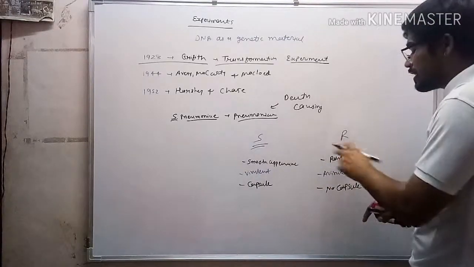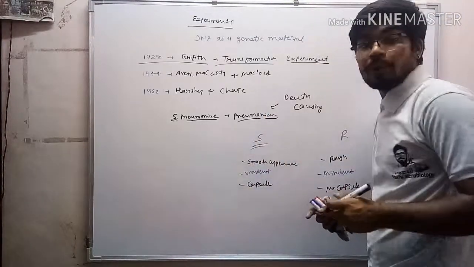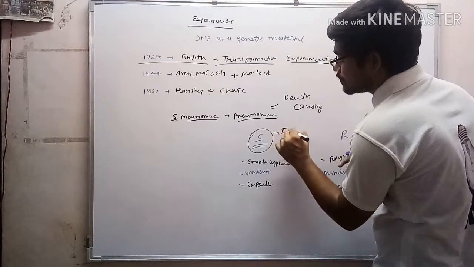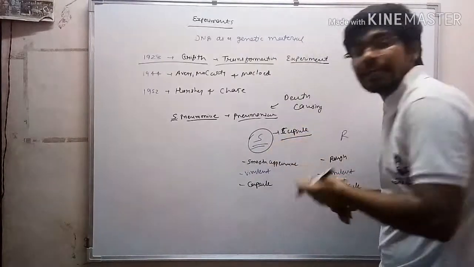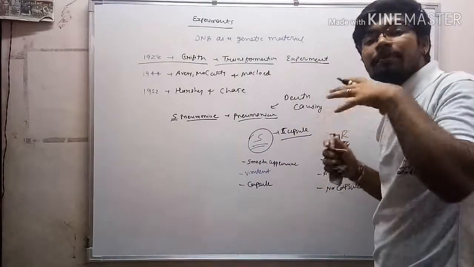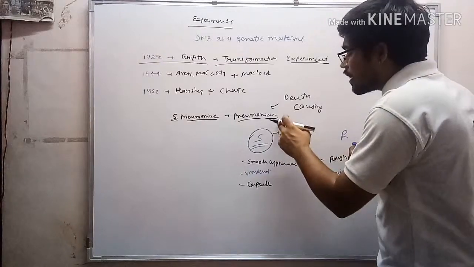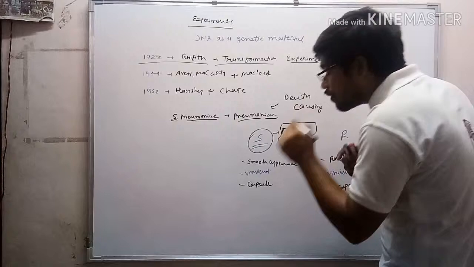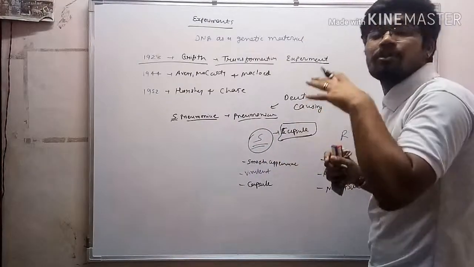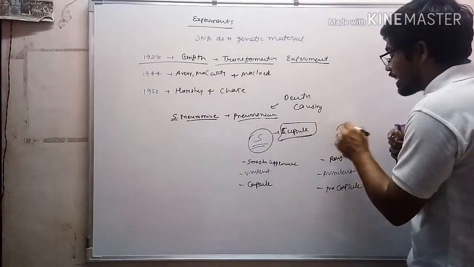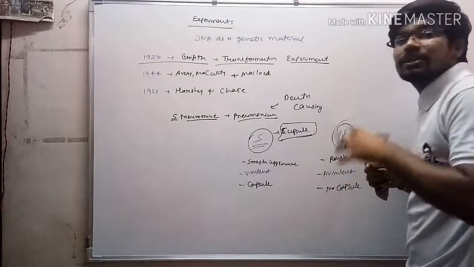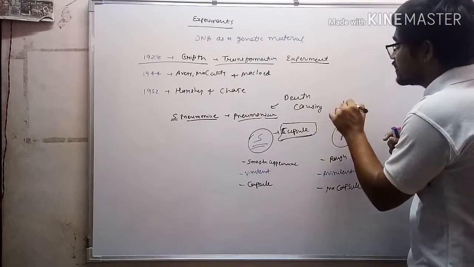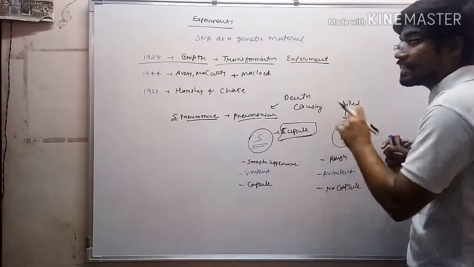Now why is the R strain avirulent and why is the S strain virulent? As we know, the S strain contains a polysaccharide capsule. So when it enters any host, the macrophages or any APC or any phagocytic cell ingests it, and because of this capsule, it can escape the phagosome or phagolysosome. While the R strain does not contain any capsule, it does not escape from the phagosome or phagolysosome. That's why it is easily killed, and that's why it is avirulent.